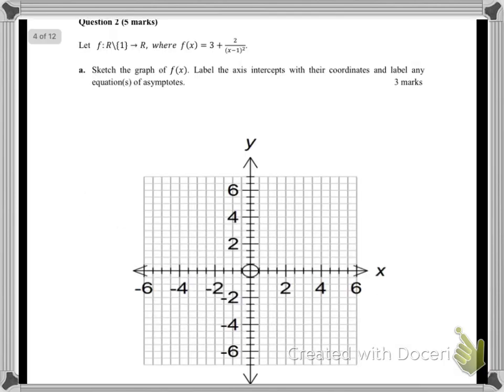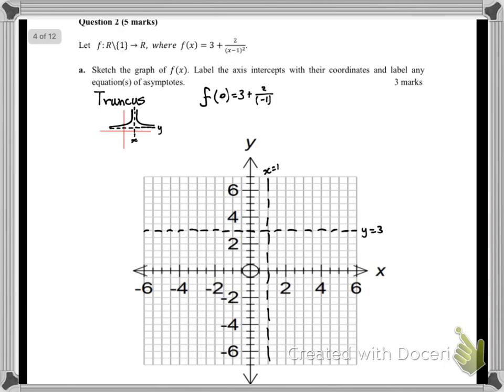Question 2. We are sketching this graph. Now, recognizing this graph, this is a truncus. So a truncus has this kind of general shape with a horizontal and vertical asymptote. We're going to identify the asymptotes from the equation. The 3 is the horizontal y asymptote, and x equals 1 is the vertical asymptote. So let's sketch the asymptotes. We can sub x equals 0 into the function and evaluate that to get the y-axis intercept. So that's this point here.